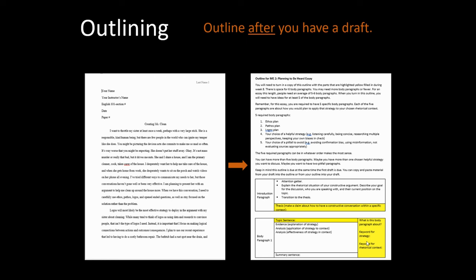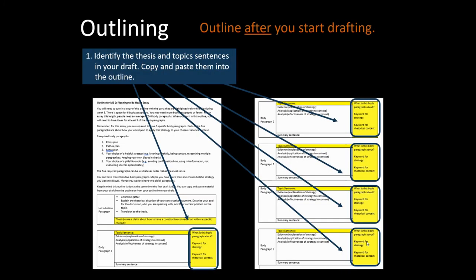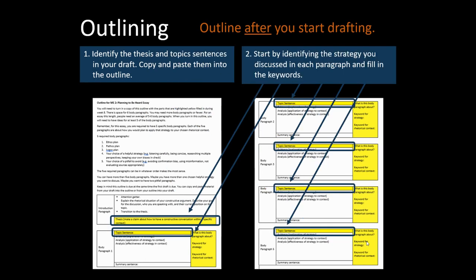So if you're outlining after you have a draft, that's really about taking the draft and pasting what you have into the outline. So I recommend starting by, well, it depends what works for you. I have the boxes in the wrong places, but it usually works best if you copy the thesis and the topic sentences into your draft.